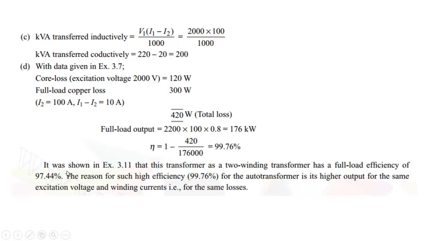So the same transformer when connected as a two winding transformer, its efficiency was calculated as 97.44%, but when it is connected as this high voltage auto transformer, its efficiency has increased to 99.76%. The reason for high efficiency of the auto transformer is its higher output for the same excitation voltage and excitation current, that is the same losses. So that is why its efficiency increases. So we can say that the auto transformer has increased efficiency when we use the same transformer.